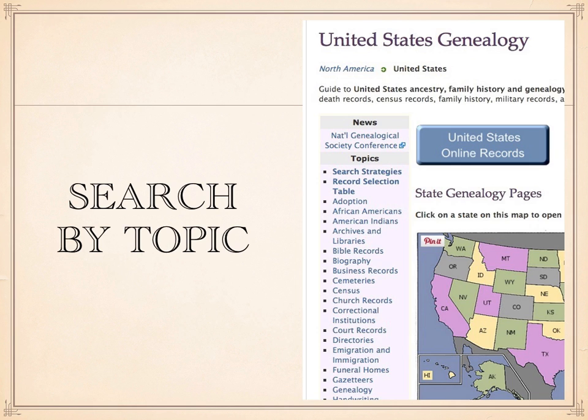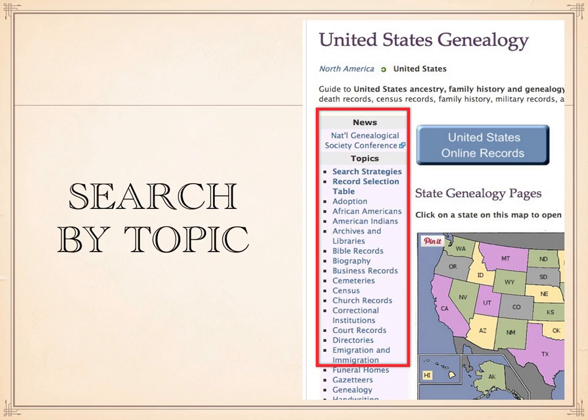Obviously, another way of attacking a research problem with the wiki is to search by topic. Here you could start with United States genealogy and choose a particular topic based on your interests. The list of topics here, as I indicated, is not static. There are going to be changes in the lists and changes in the contents of those as people continue to add information and update and change the information that's already in the Research Wiki.